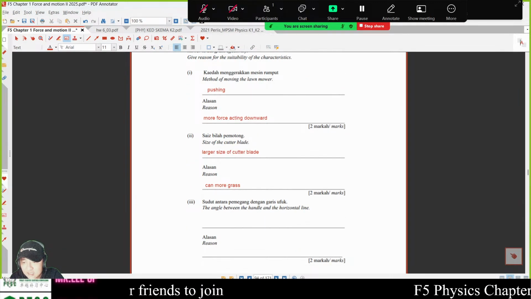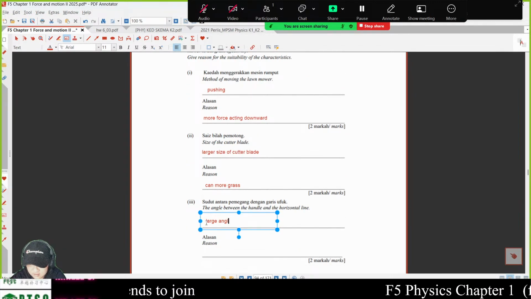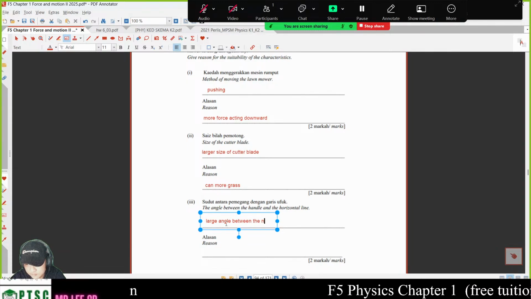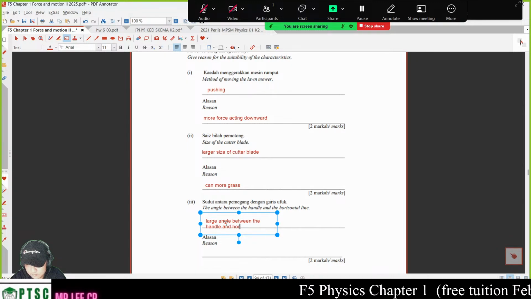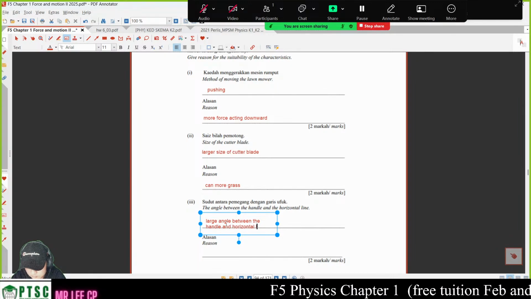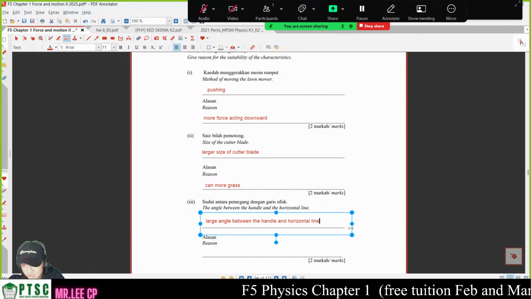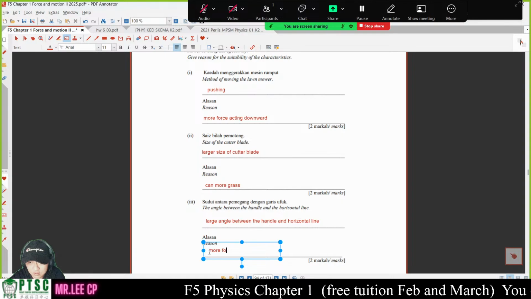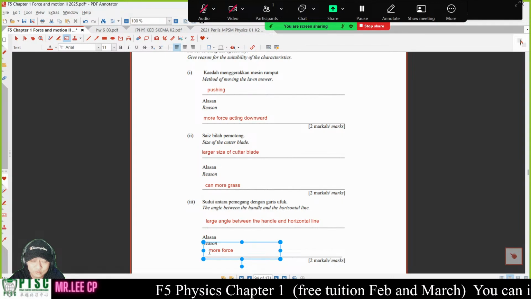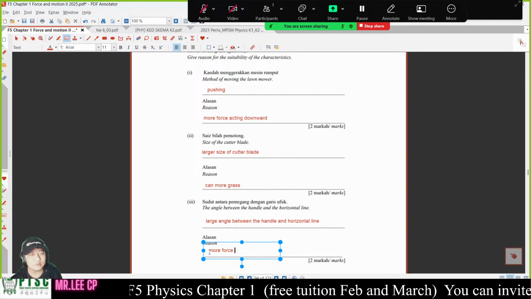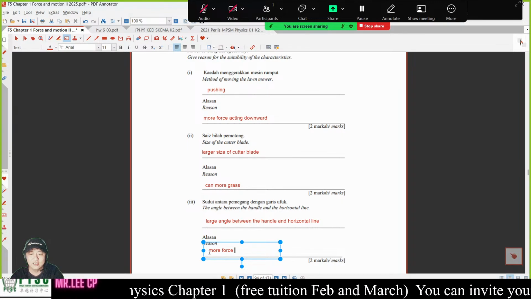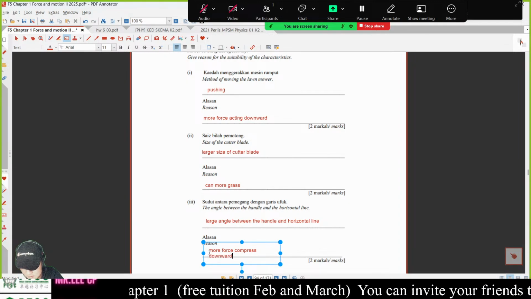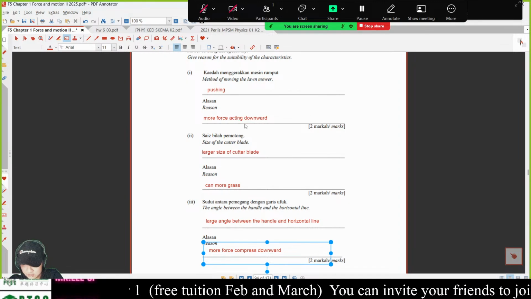The answer has to be a large angle between the horizontal line. So more force is compressed downward. More force. I don't want to write acting downward, same thing. If you want to write it as more force is acting downward, okay. More force compressed downward, same thing. No worry, you rewrite this one, it will be okay.